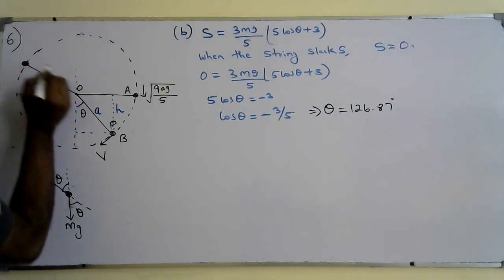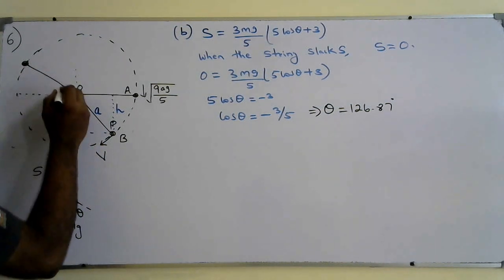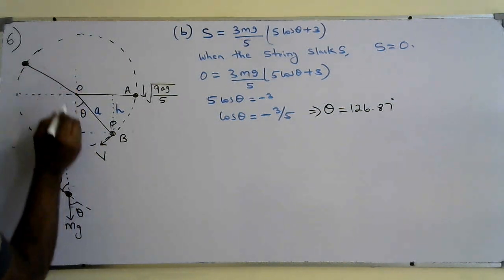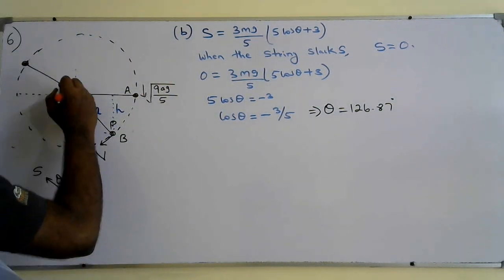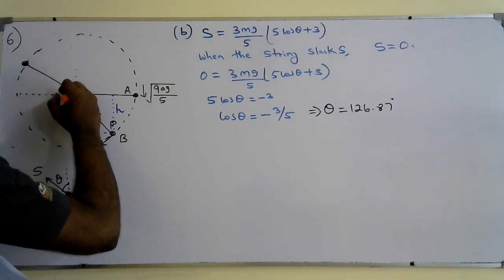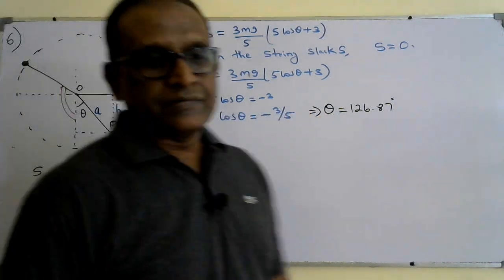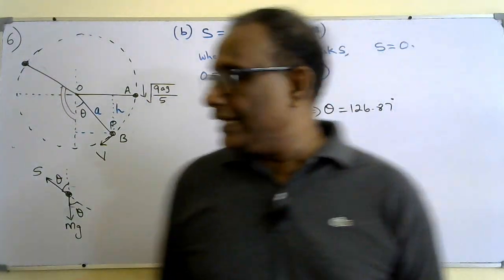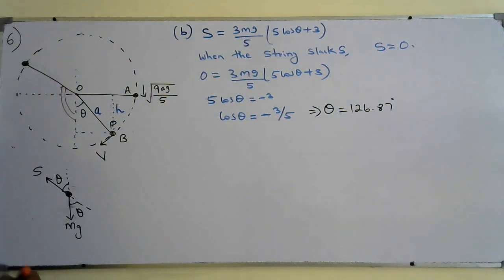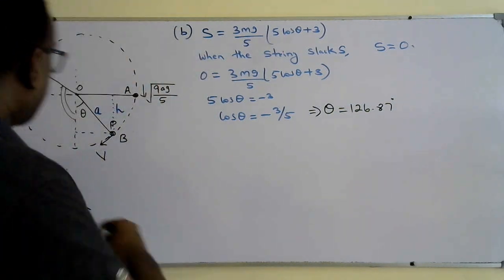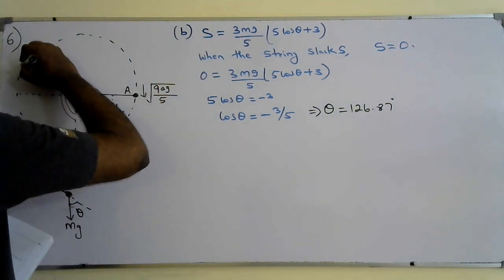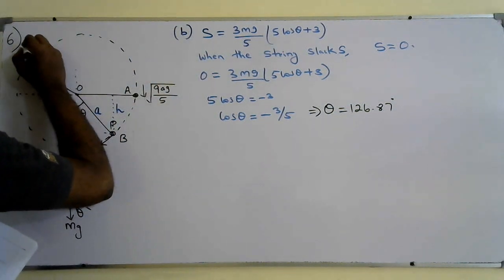So the particle is somewhere here. This whole angle from here to here is 126.87 degrees. Anyway, we don't need it, but we need to find the speed. At that moment, when the string slacks, the speed becomes V.